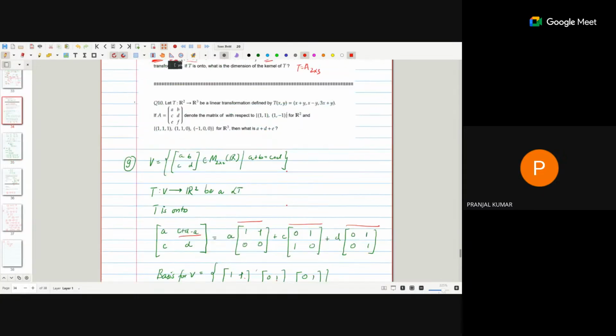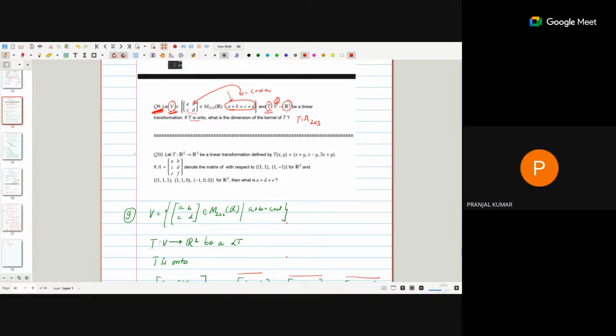Now they have said that if T is onto, what is the dimension of the kernel of T? Now you know when is T onto? When rank is equal to the dimension of the codomain. So what will be the rank? It will be 2. Yes or no? So they have given that T is onto. So this means that rank is 2. Then find the dimension of the kernel of T.